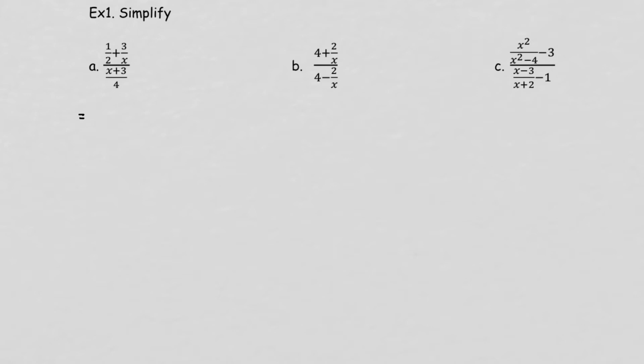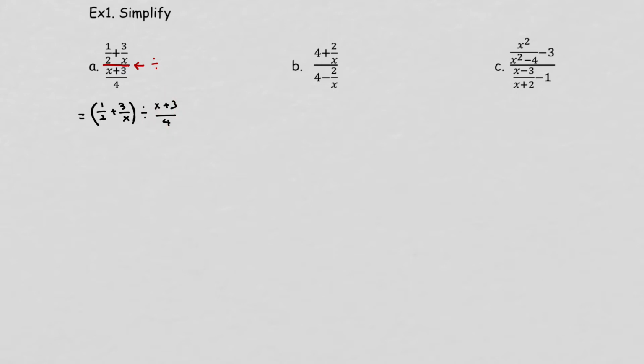So this first method is realizing this is division right here. The larger fraction right here is the same as division, right? So this problem you can rewrite as 1 over 2 plus 3 over x, dividing by x plus 3 over 4. The reason I have a parenthesis is to show that there are both terms on the numerator, dividing by the denominator, which is just one fraction, right?